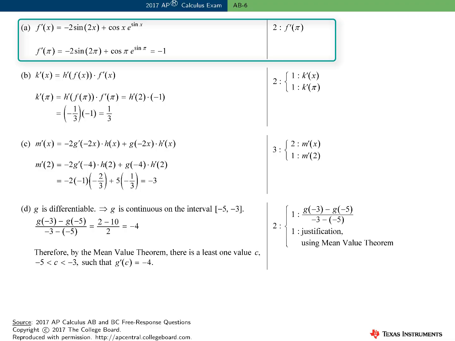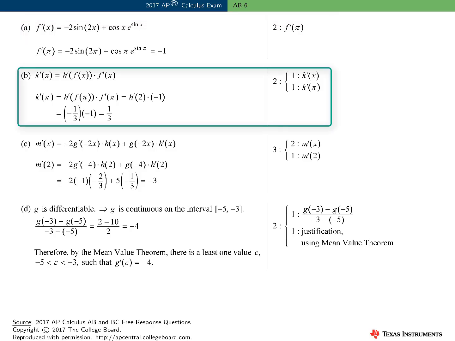Part A was worth 2 points for finding the value of f prime of pi. Now, this doesn't mean the student was awarded only 0 or 2 points. Partial credit could be awarded. It was possible for a student to receive 1 point in this part.